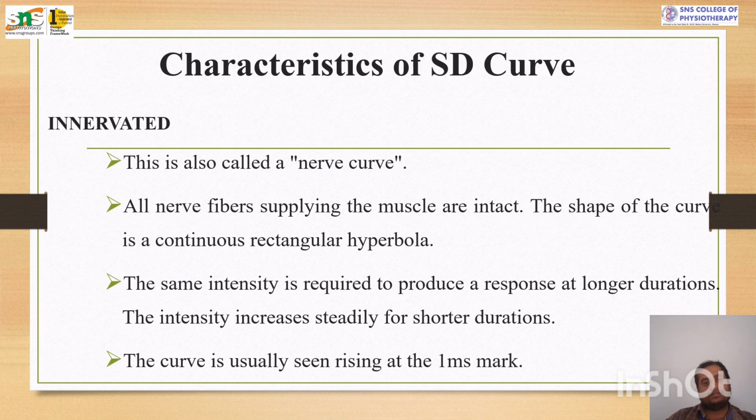If the nerve is fully innervated, it is called a normal nerve curve. All fibers supplying the muscles are intact. Then the curve will be a continuous rectangular hyperbola. So if the curve is a rectangular hyperbola, then the nerve is innervated and the muscle is innervated. There are no issues in the nerve and the muscle.